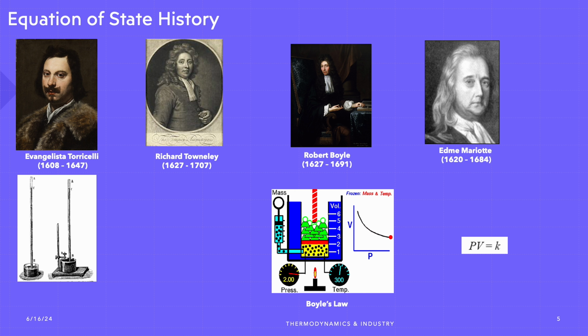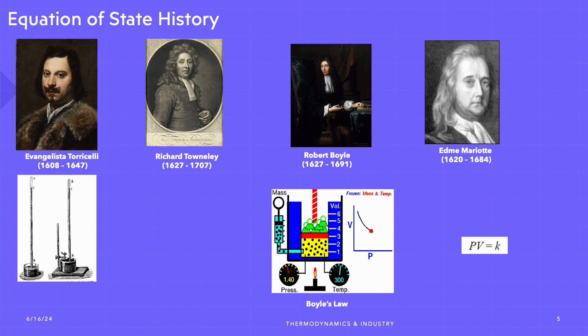So Evangelista Torricelli, I hope I'm saying his name correctly. Yeah, I always get confused about that. Who was a student of Galileo, by the way, invented the barometer in 1643, and the torr as a pressure unit was named after him.